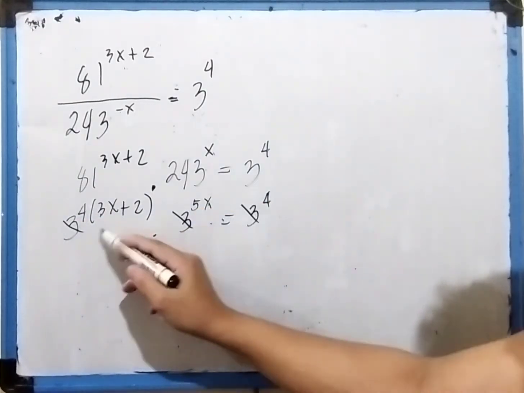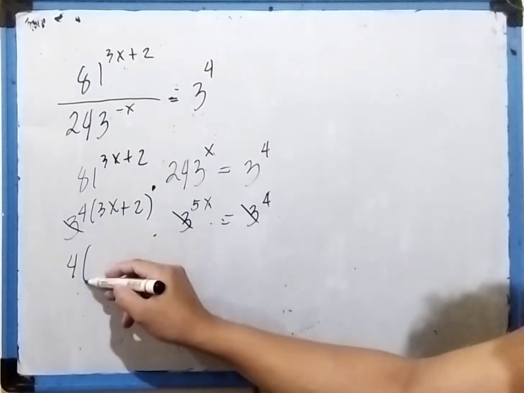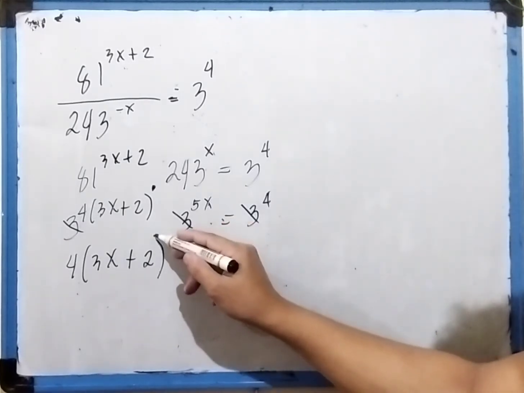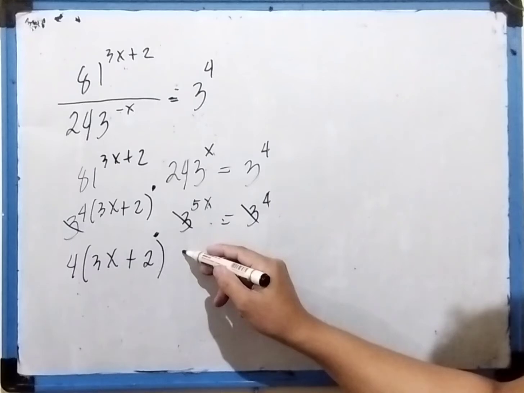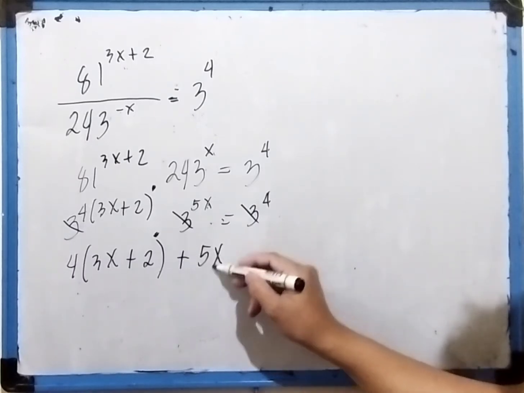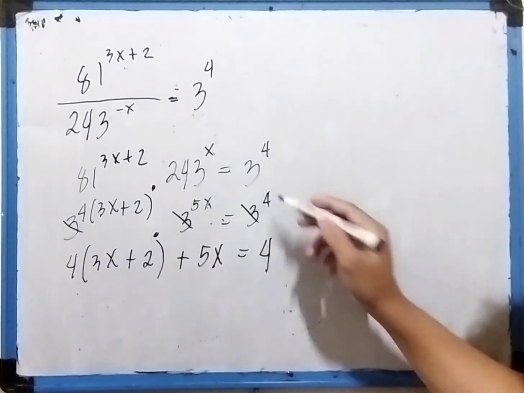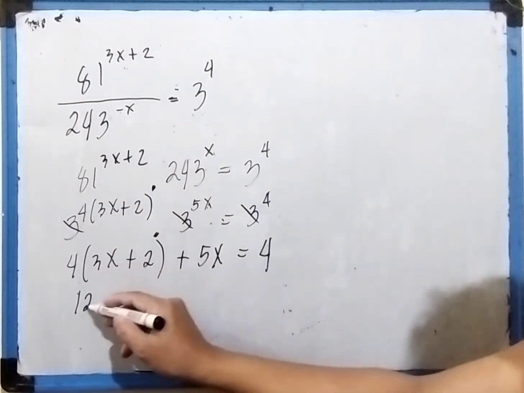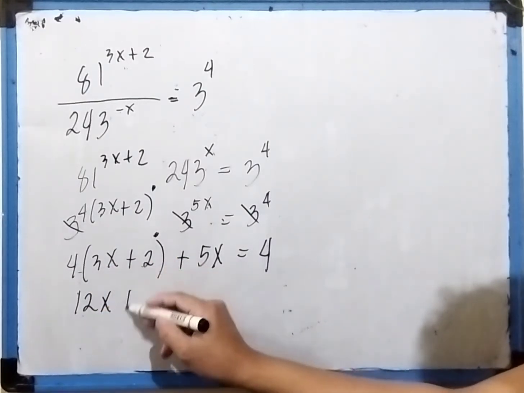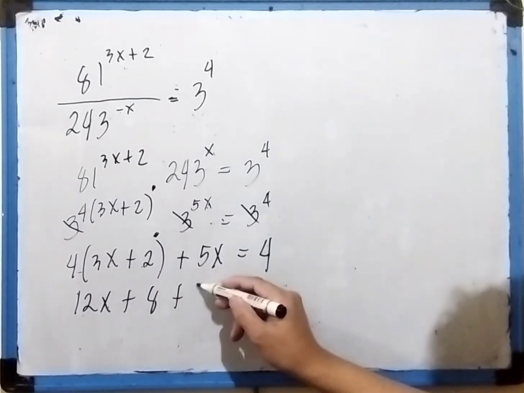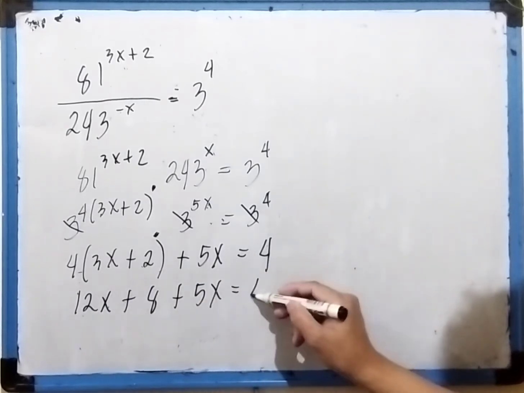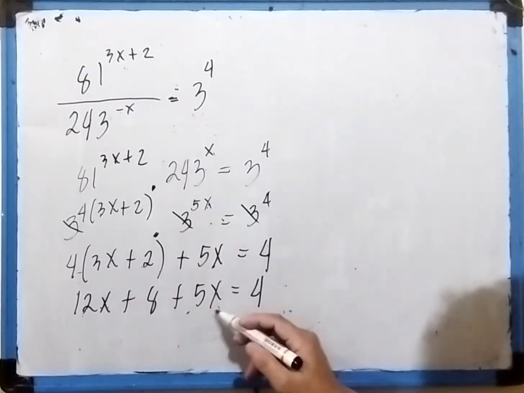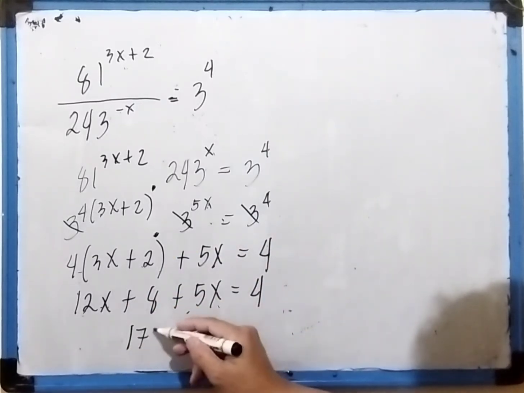Cancel na natin yan. Then may iwan po ay 4 times 3x plus 2. Then, since multiplication, add lang natin yung mga exponent nila, plus 5x is equal to 4. This one is 4 times 3x is 12x. Then 4 times 2 here is 8. Plus, we have here 5x is equal to 4. So, combining like terms lang tayo, which is 12x and 5x. That will give us 17x.